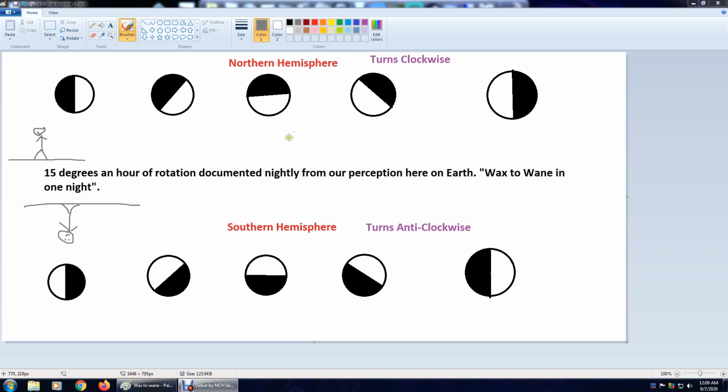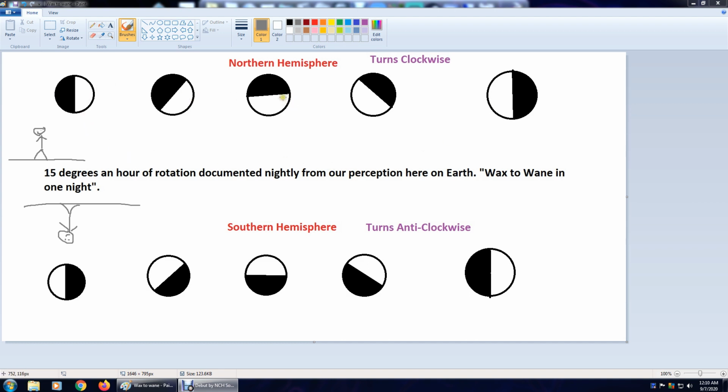Now what we mean by wax to wane in one night isn't the light shifting across the moon to make it wax to wane. It is the moon rolling. Say it's lit on the right side as it rose, then throughout the night at roughly 15 degrees an hour, the moon turns like a clock or cartwheels. So this would be moon rise and moon set, wax to wane in one night.